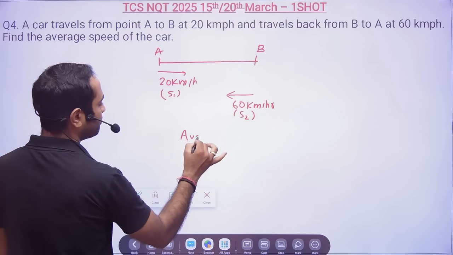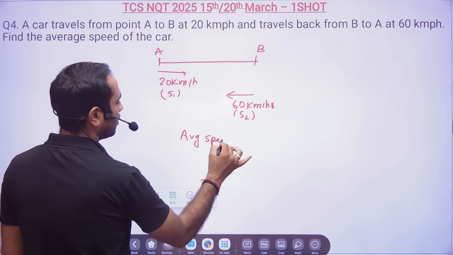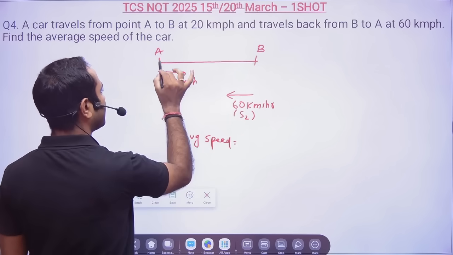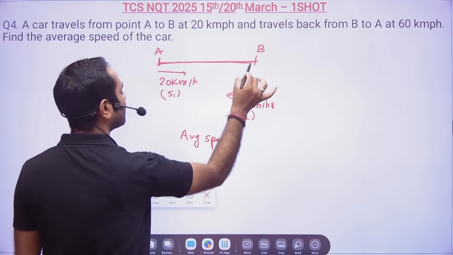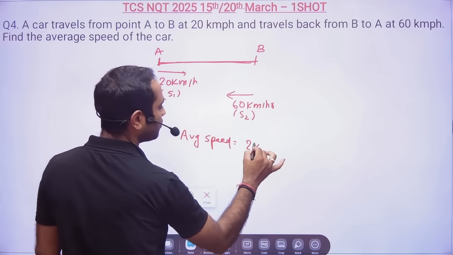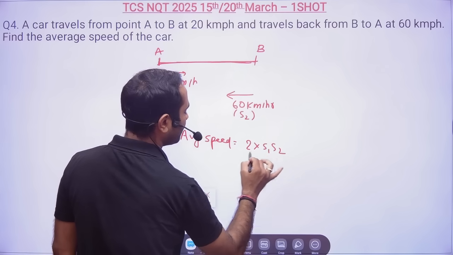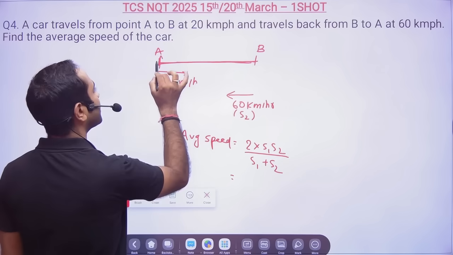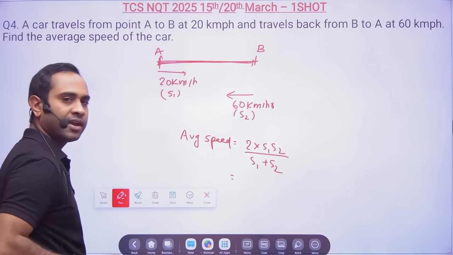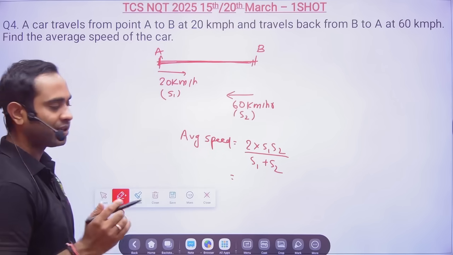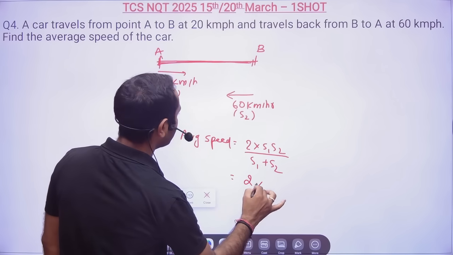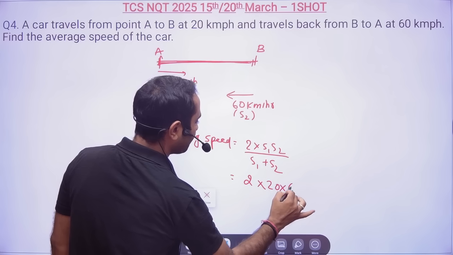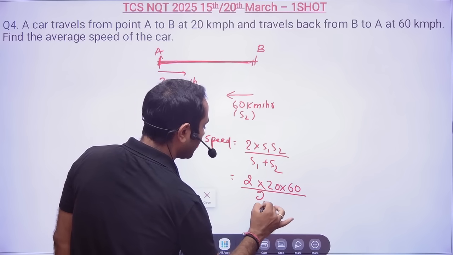So average speed when two speeds are given, and the distance is same, will be 2 × s1 × s2 divided by s1 plus s2, right? So this formula will be applicable when the distance is same. A to B the distance is same, and B to A the distance is same. So 2 × 20 × 60 divided by 20 plus 60.